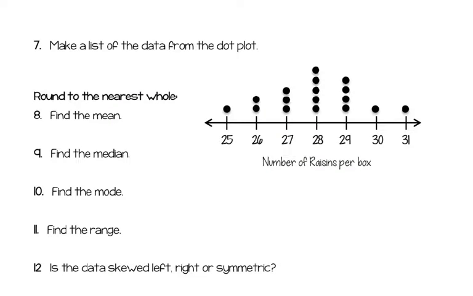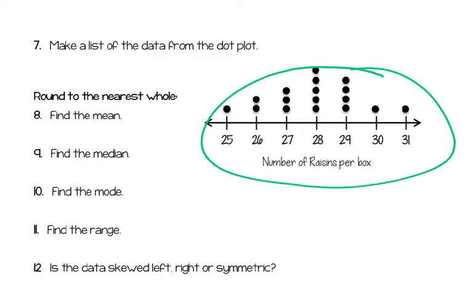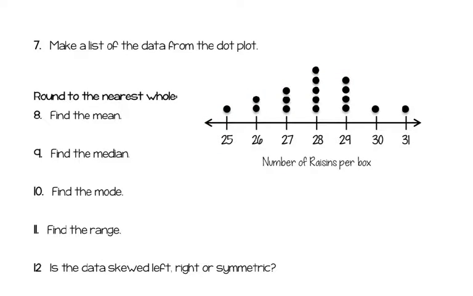Okay, the next set of data is we have got a dot plot here, and it is about the number of raisins that are in a box. So you've got a little box of raisins, and you're going to see how many raisins you've got in the box. So you've got a box with 25 raisins, you've got 2 boxes with 26 raisins, and so on. So that's how you're reading a dot plot.